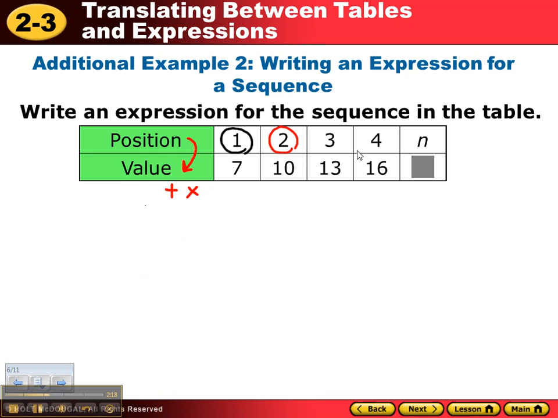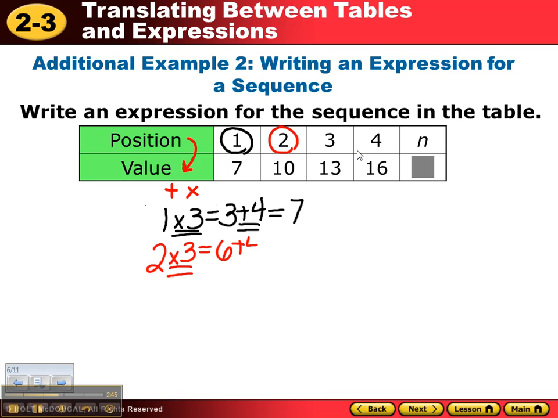This time, I'm going to multiply by 3. So I have 1 times 3. 1 times 3 is going to equal 3. But I need to get up to 7. So 3 plus 4 is going to equal 7. So I'm going to times by 3, and I'm going to add 4. Let's check and see if that works with my next one. So I'm going to do 2 times 3, again, because times 3 is part of my rule. That equals 6. Now I need to add 4 to that number. That's going to equal 10. Well, so far that one looks good to me.